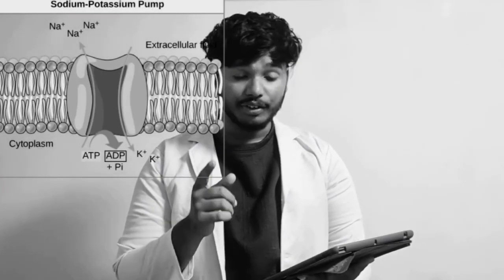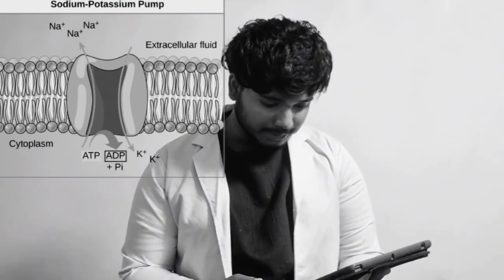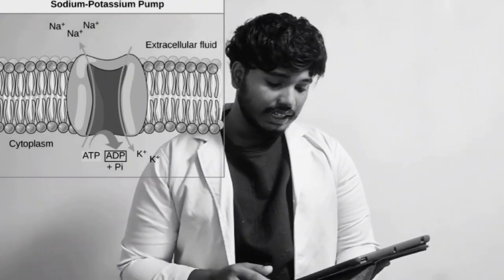So, ion pumps. Ion pumps are proteins that actively transport ions across the membrane against their concentration gradient. They require energy, usually in the form of ATP, to function. The sodium-potassium pump is a particularly important ion pump for excitable cells. It maintains the concentration gradient of the sodium and potassium ions, which are essential for the resting membrane potential and the generation of action potentials.